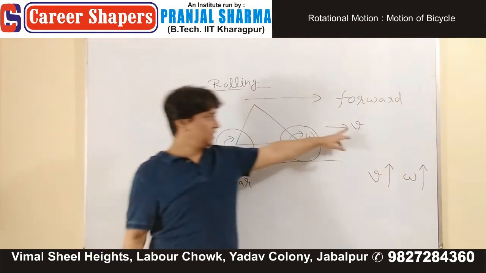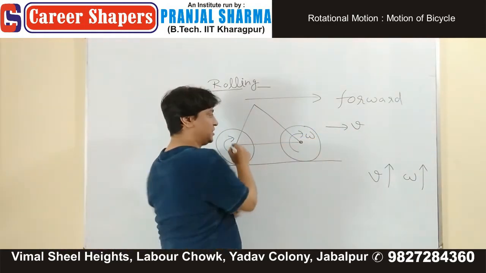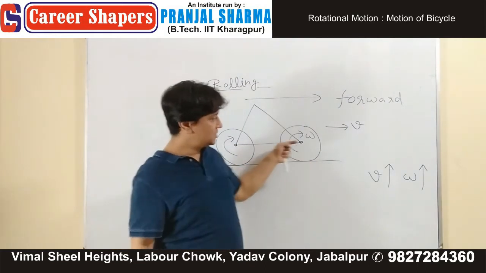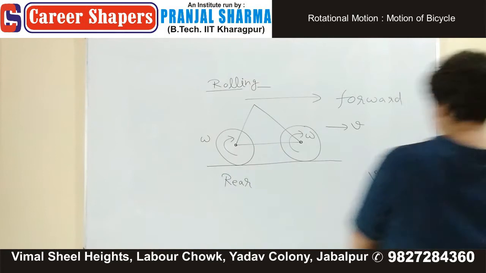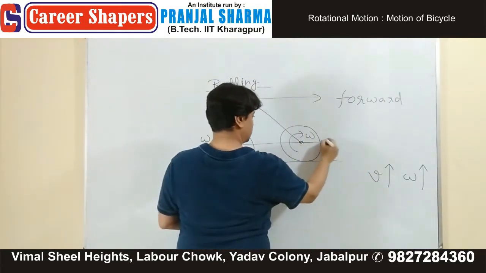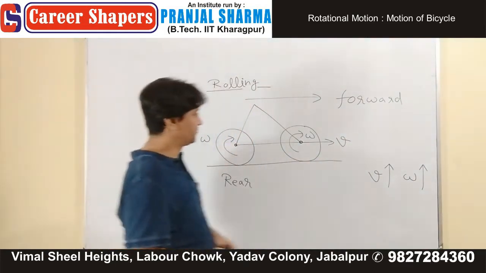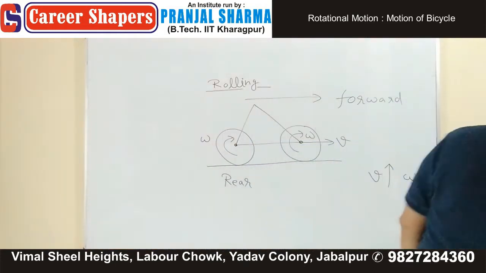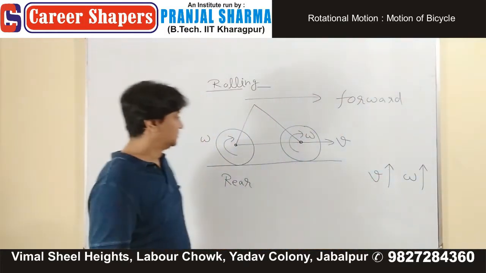When I say V, remember the axle, which is the center of mass. The center of mass is moving with V, and the wheels are rotating with omega. This is also moving with the same V. And remember the scenario, we are paddling so that V increases.